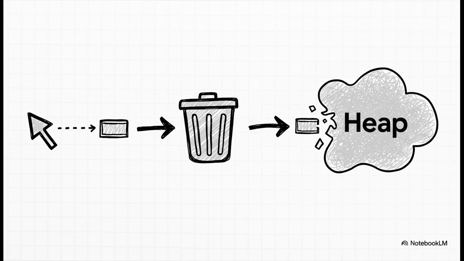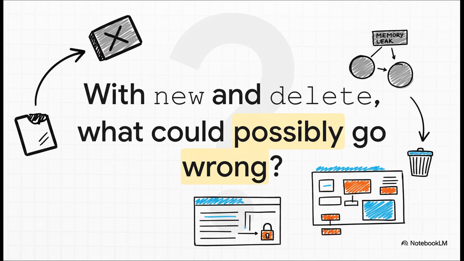And this brings us to the other half of the deal. This isn't a suggestion, it's a contract. When you're done with that memory, you must explicitly release it with the delete operator. This tells the system, hey, I'm done with this spot. You can have it back, so it can be used by something else. So a request with new, a cleanup with delete.